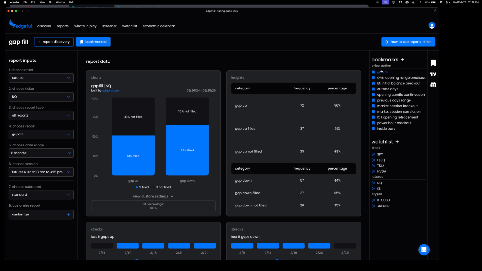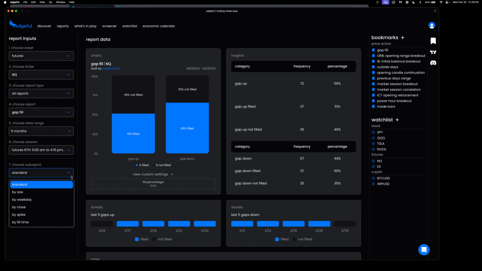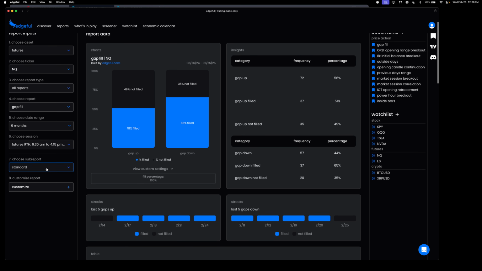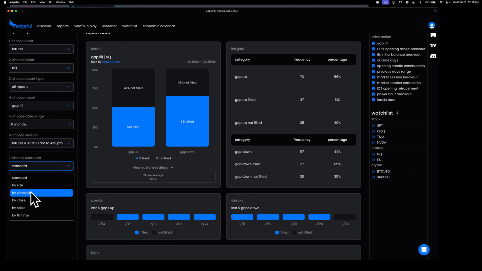Now, each of these reports have sub-reports, which means that if you go to this number 7 here, these are filters on the report. So this means that you can filter the gap fill on NQ or on any ticker by size, by weekday, by time, by whatever you want. These are very important for you to go through, specifically the by size and by weekday variance when you are able to.